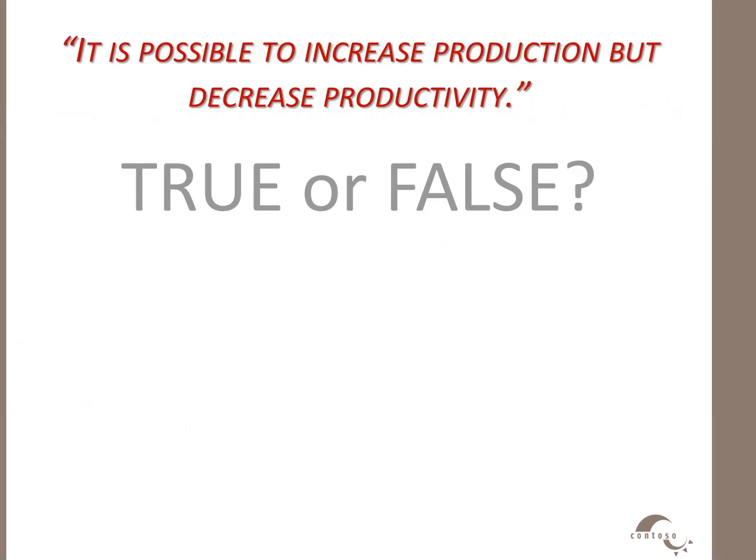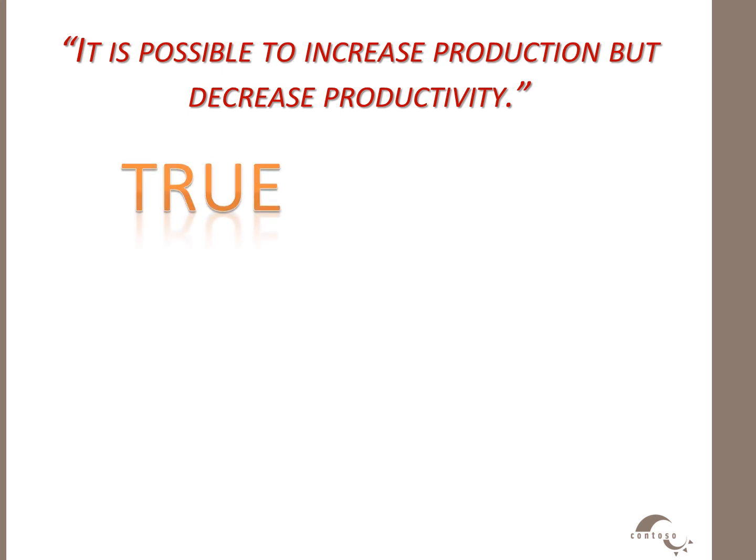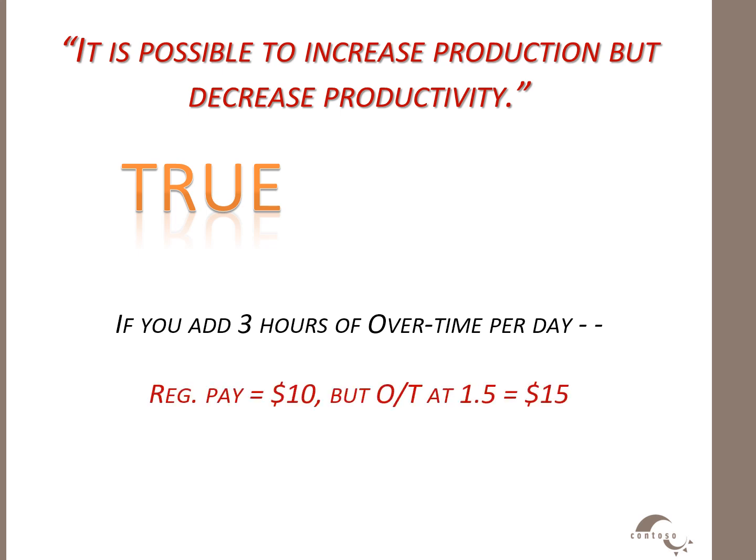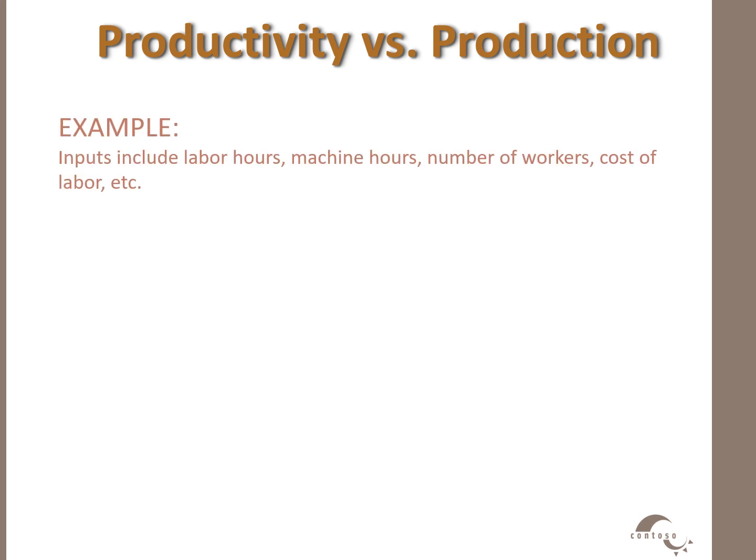Is it possible to increase production but decrease productivity? Yes, it is. If you add 3 hours of overtime per day, so regular pay, let's say, is $10, but at overtime times 1.5, it would be $15 an hour. So you're getting the same or less production at greater cost. Less production because they've already worked 8 hours. Now they're going to work 3 more, and they're not apt to be as productive.